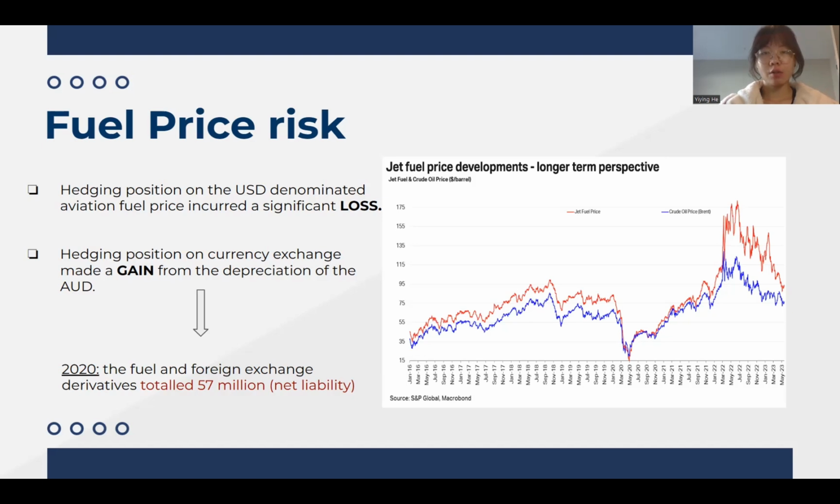Overall, for the 2020 financial year, the fuel and foreign exchange derivatives totaled $57 million in net liability, a significant reduction in value from the $286 million net asset in 2019.